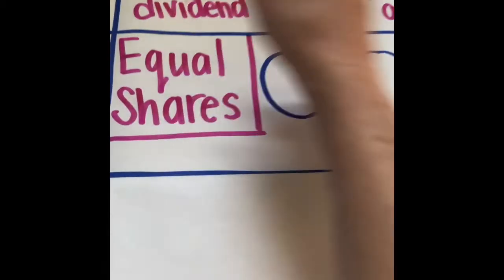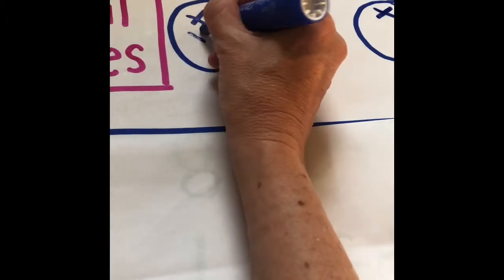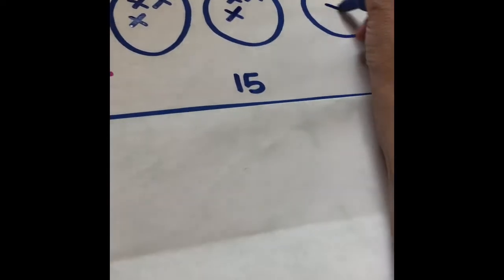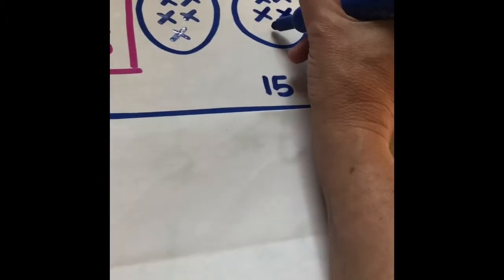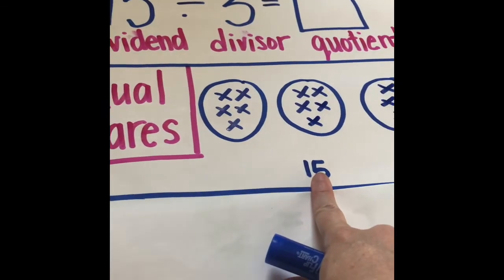So it looks like this. 1, 2, 3. I don't have any more circles, so I have to start over. So I was 1, 2, 3, 4, 5, 6, 7, 8, 9, 10, 11, 12, 13, 14, 15. So I know to stop because I know that I'm stopping on 15.